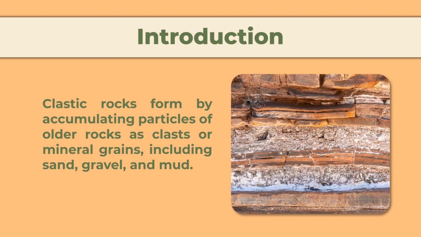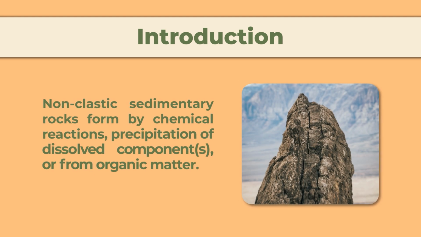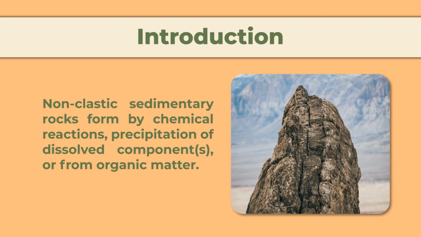The clastic rocks form by accumulating particles of older rocks as clasts or minerals. We use the term clast for the sedimentary grains or mineral grains, including sand, gravel, and mud. The non-clastic sedimentary rocks form by chemical reaction, by the precipitation of dissolved components, or from organic matter.